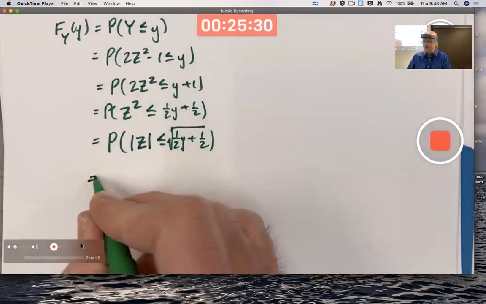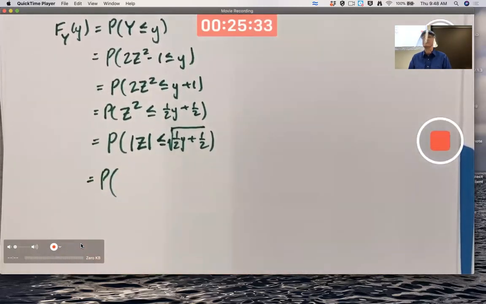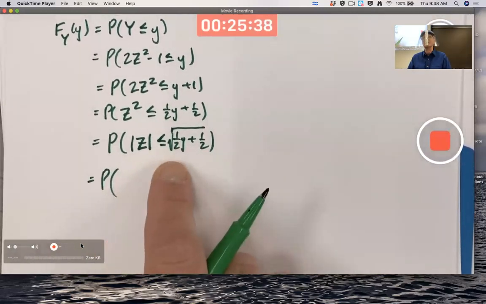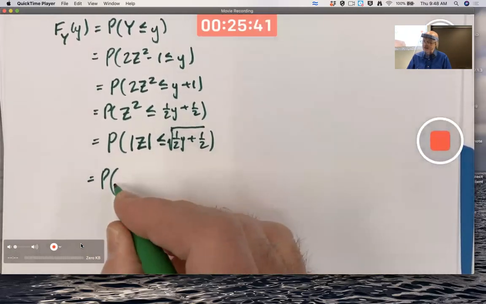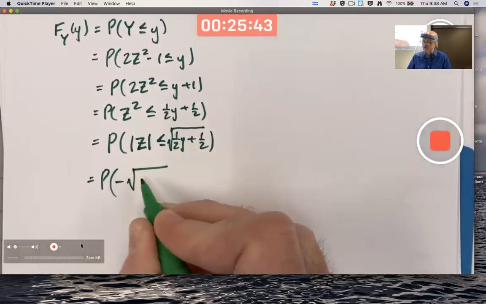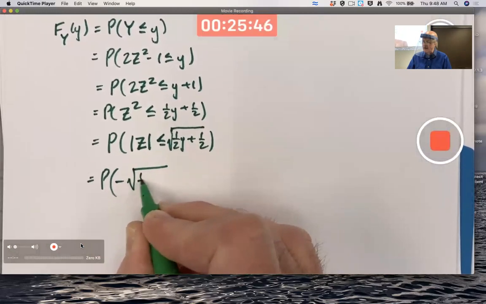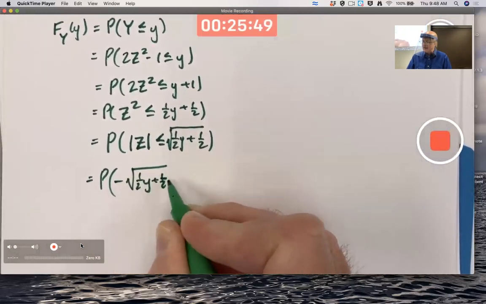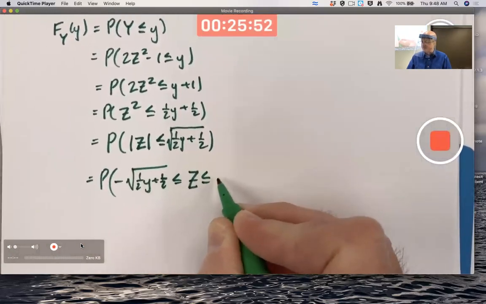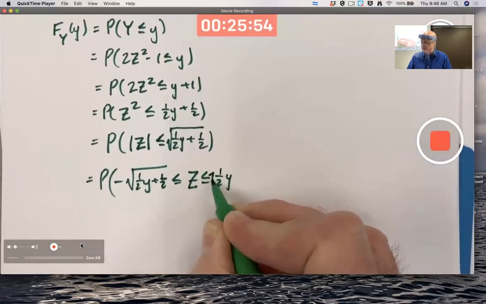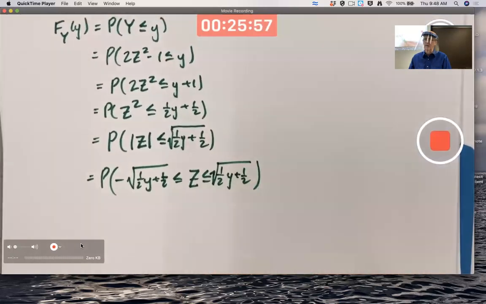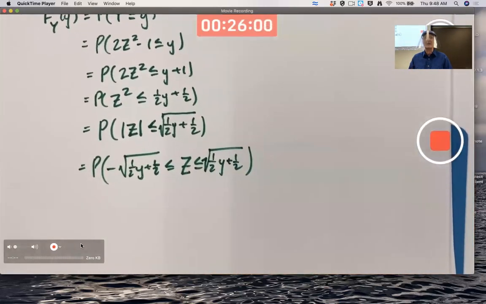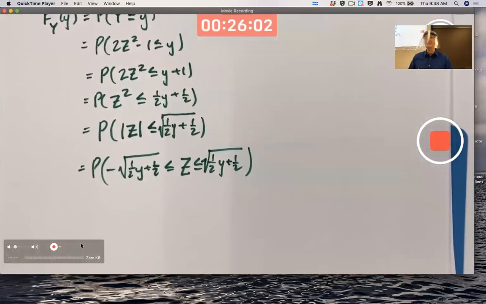Which means Z itself, this is good practice for real analysis if you haven't had real analysis yet. Absolute value of a number is less than or equal to another number. That means the number itself is between the opposite of this number, the square root of 1/2 y plus 1/2, and that number itself. The absolute value of A is less than or equal to B, where B is implicitly a positive number. That means A itself is between negative B and positive B.